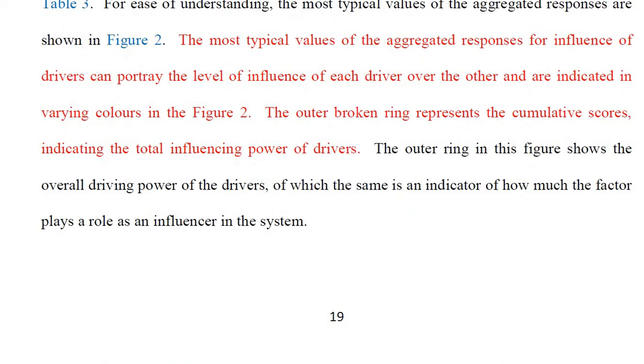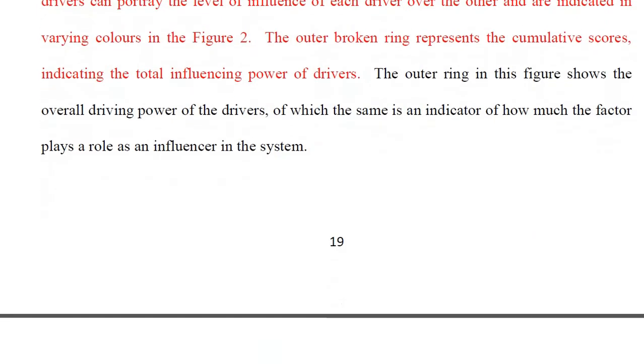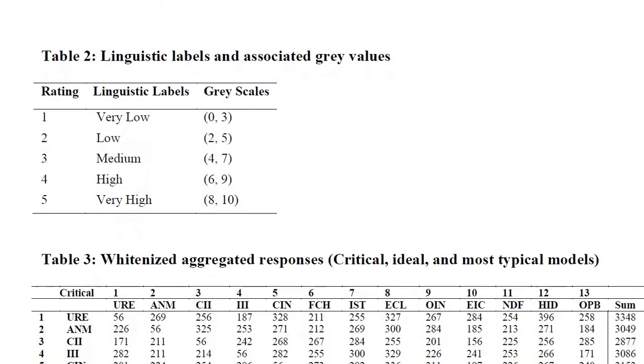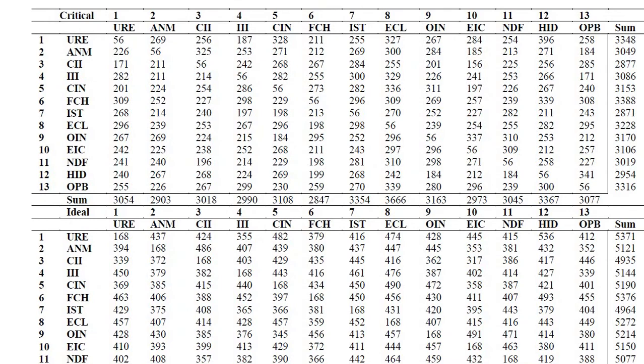So how will we be representing this? We can see the cumulative scores, and these are the conversion scale. So very low indicates 0 to 3, low 2 to 5, medium 4 to 7, high 6 to 9, and very high 8 to 10. This grey scale we have taken randomly, and we whitenize the responses. Okay, so as I already told, for whitenizing the responses we will be taking the sum of the lower bound, the sum of the upper bound, taking the average value of this, and taking the cumulative sum of that. Okay, so this is the way we will be whitenizing, and I will be showing that.